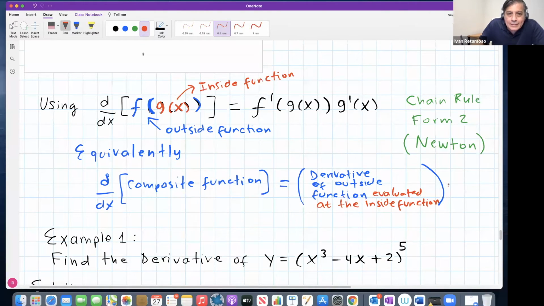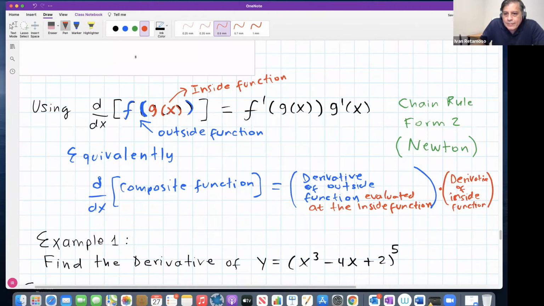But then it's not over, because this should be multiplied by the derivative of the inside function. Okay, so this is another way to look at this second form of the chain rule, which is heavily used, very practical. So basically it's the derivative of the outside function between quotations, because you have to keep this inside fixed, and then times the derivative of this guy, right? I will show you with examples how that works.